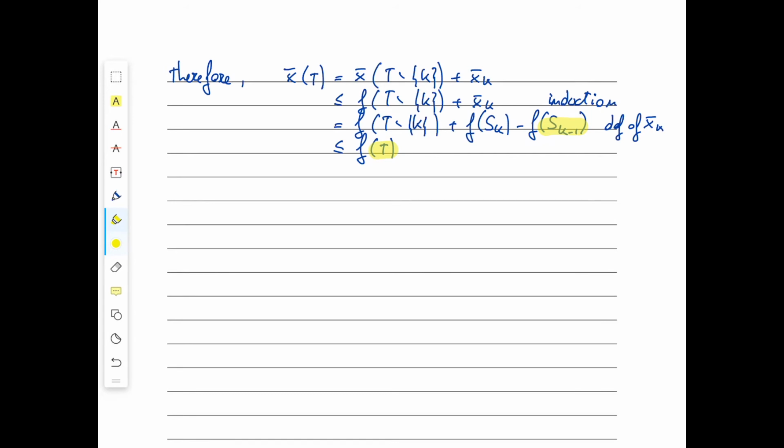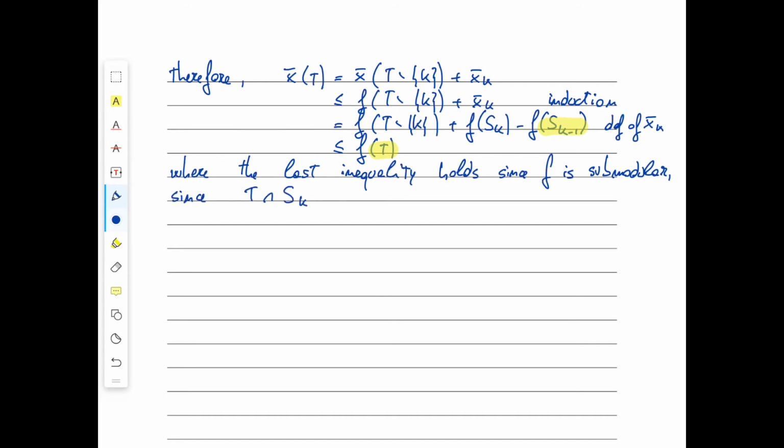Because we're going to show that the intersection of these two sets, T and S_(k minus 1), is exactly T minus k, and the union is exactly S_k. So let me just write it so that it's a little bit clearer. So where the last inequality holds, since f is submodular, since T intersected S_(k minus 1).